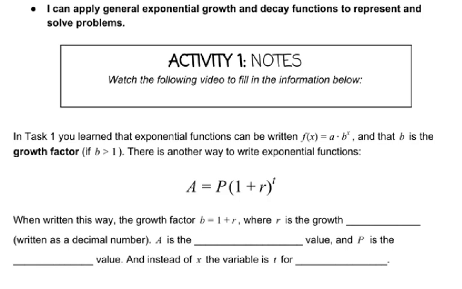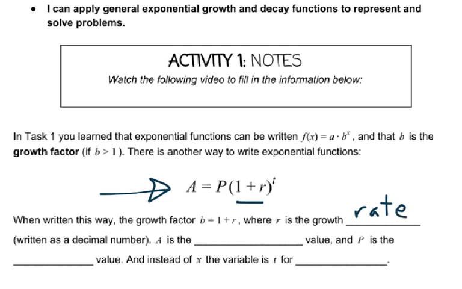So in task 1 you learned about exponential functions, how to recognize them, a times b to the x power. And in this task we're going to look at a different form that can be used in general, this formula here. And when it's written this way, instead of b to the x power, notice we have (1 plus r) to the t power. And so 1 plus r is the growth factor.